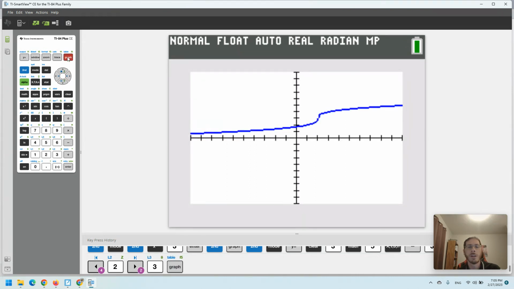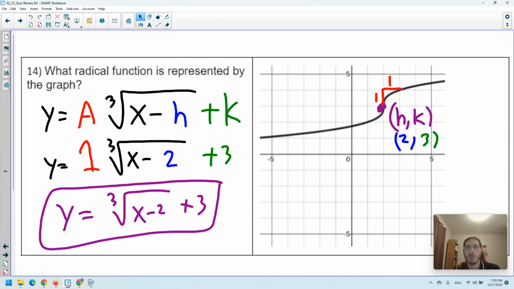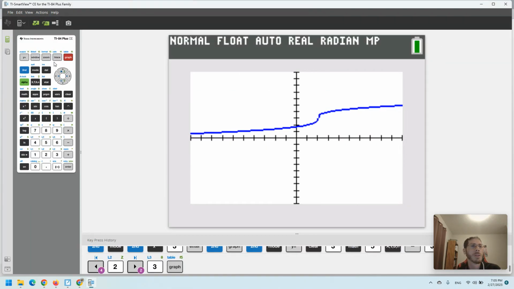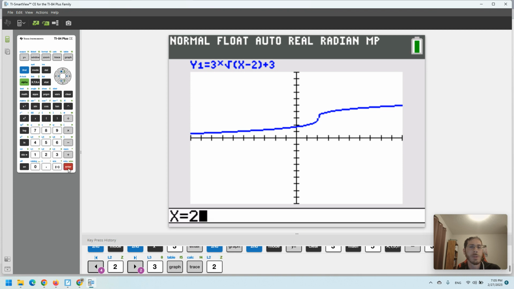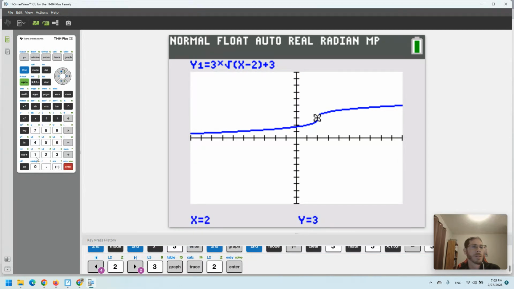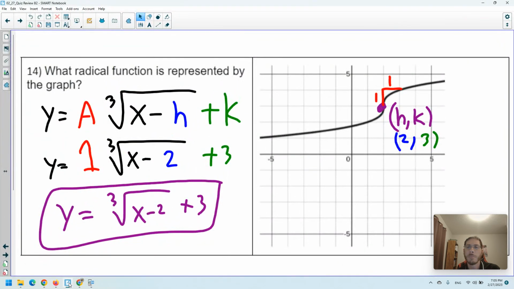All right, x minus 2 plus 3. If I graph it, does that look like what I got? Yeah, that looks pretty good. Let me double check. I know that the center's at 2, 3, so let me trace and see what happens at 2. Yeah, it seems reasonable. If I go to 1, 1, 2, yeah, it seems pretty reasonable too. This point right here is 1, 2. So everything looks pretty good.